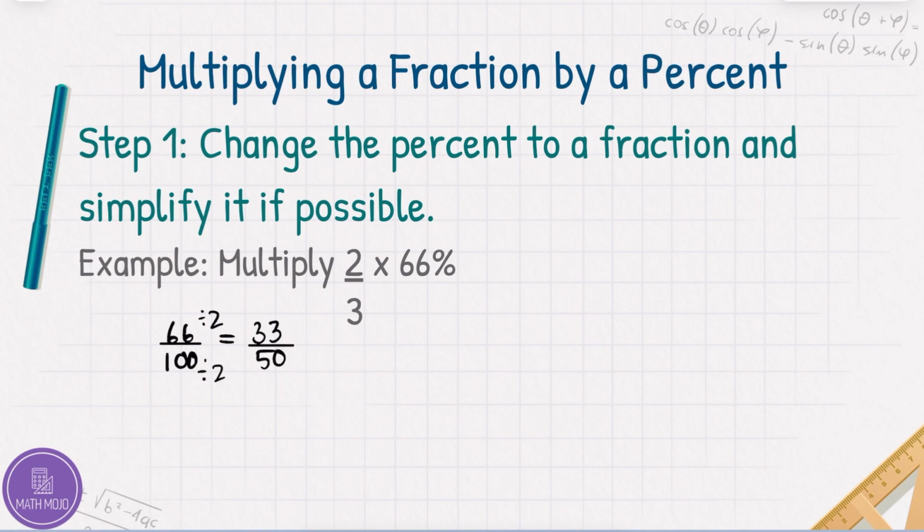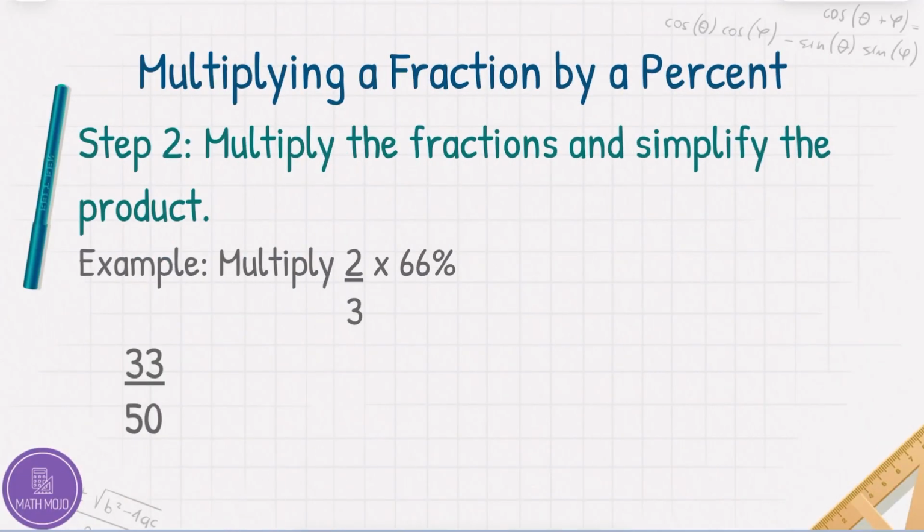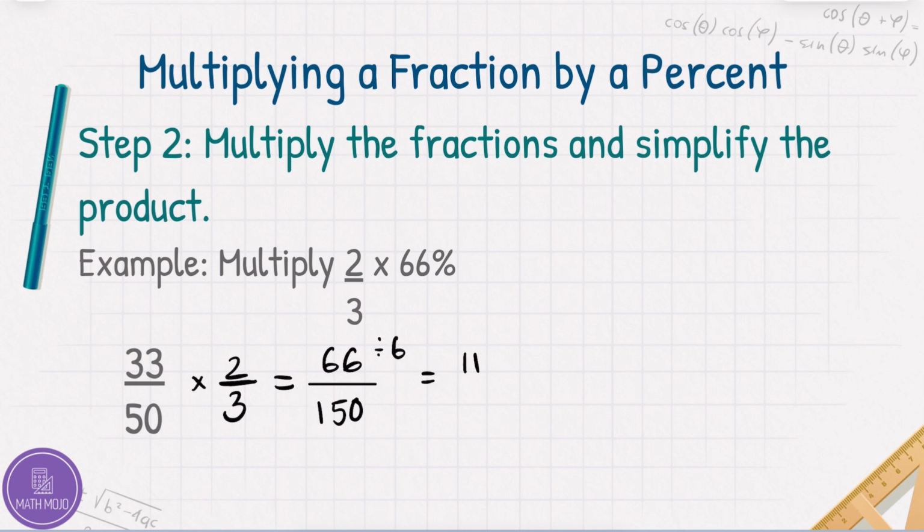Okay. Now step 2, multiply the fractions and simplify the product. So we're going to multiply the fraction of 33 over 50 by 2 over 3. And we multiply the fraction straight through. So we get 66 over 150. Okay, now we can simplify the product. So we can divide by 6, which is going to give us 11. And then we can divide by 6 in the denominator as well, which is going to give us 25.